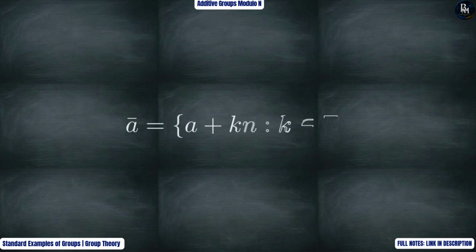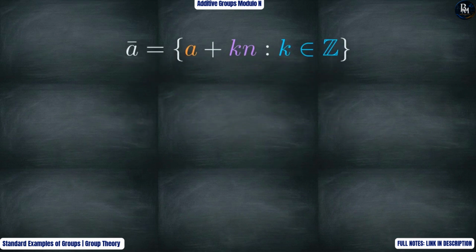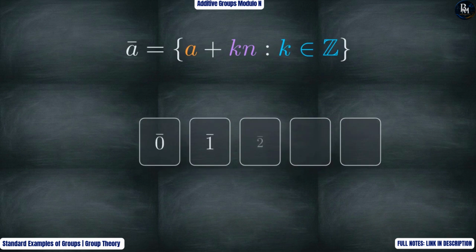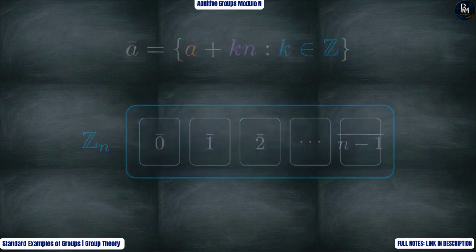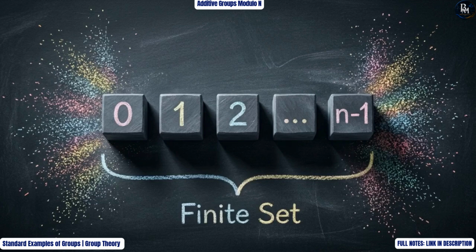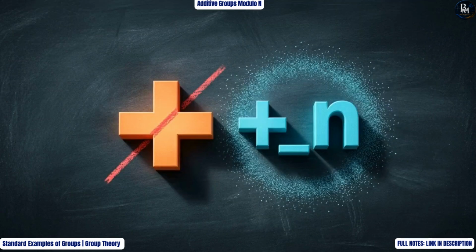We begin with the residue class modulo n. As shown, it is determined by an integer representative, the modulus, and a shift parameter k. Calculating every remainder from 0 through n-1 identifies every distinct class. We define this mathematical universe as Zn. Through this construction, we successfully condense the infinite expanse of integers into a perfectly ordered system of exactly n distinct finite elements. To establish a group structure, we require a binary operation.